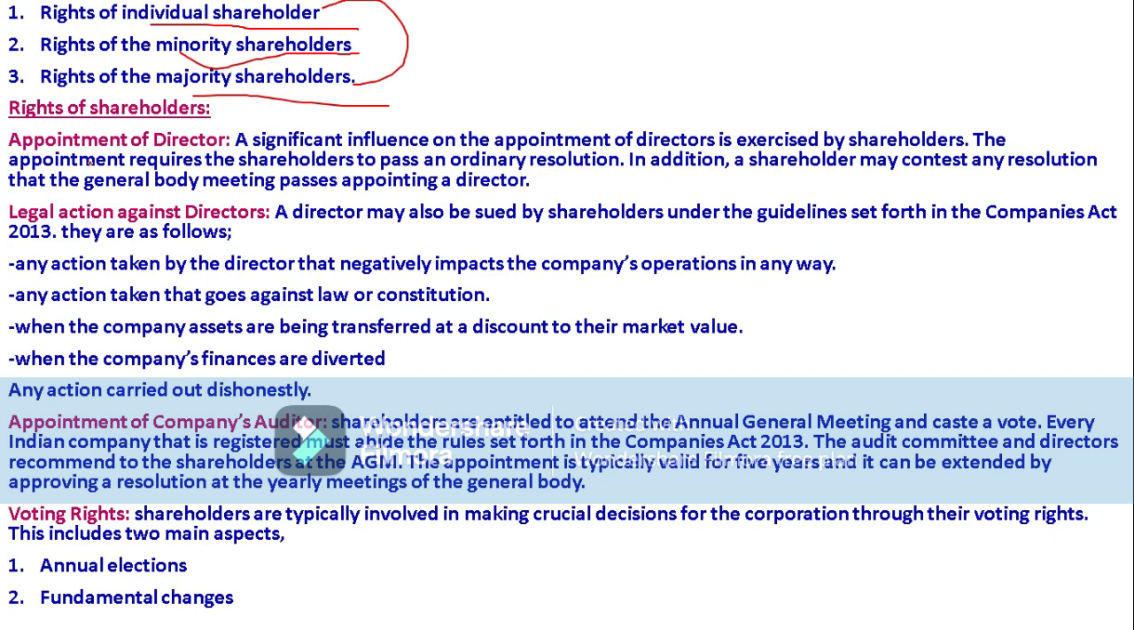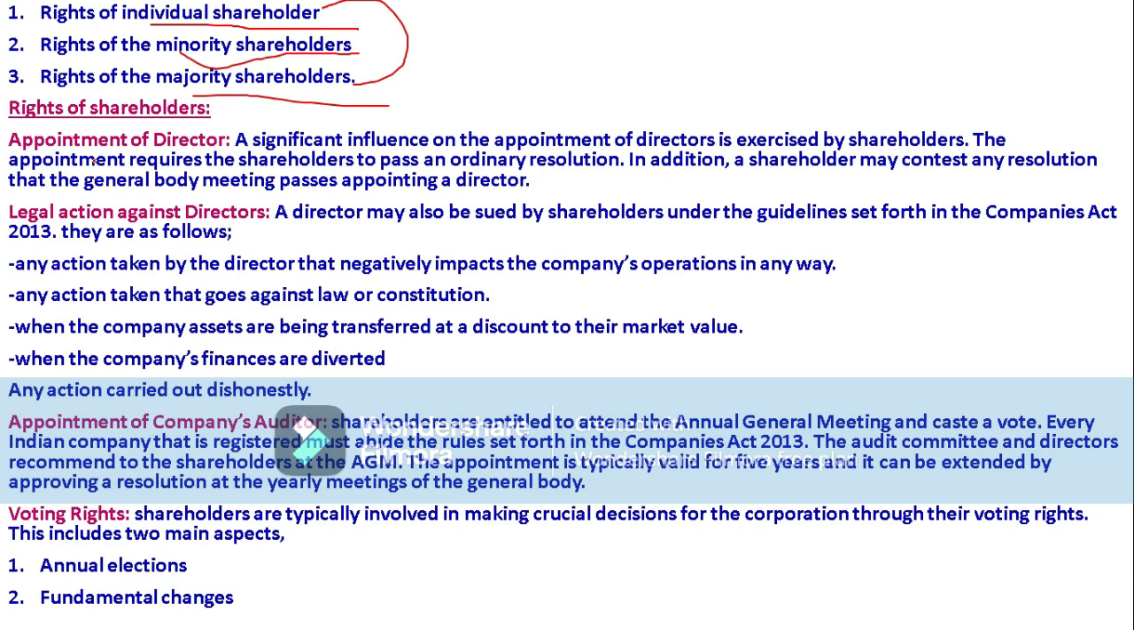Appointment of directors means a significant influence on the appointment of directors is exercised by shareholders. We all know that in the corporate structure, shareholders appoint the directors, directors form the board of directors, and they appoint the C executives. Those C executives appoint the president and vice presidents of different departments of the company, and managers, supervisors and workmen. This is the business or corporate structure in a company. So the appointment of directors starts from the shareholder.